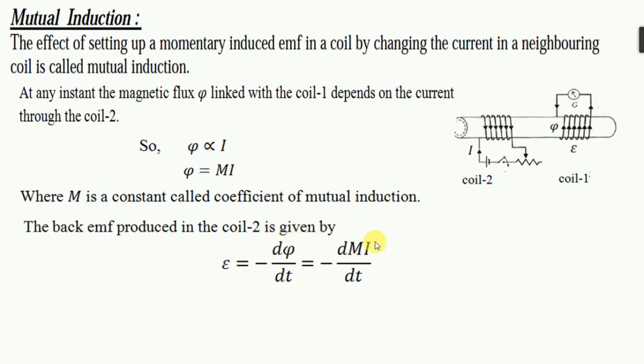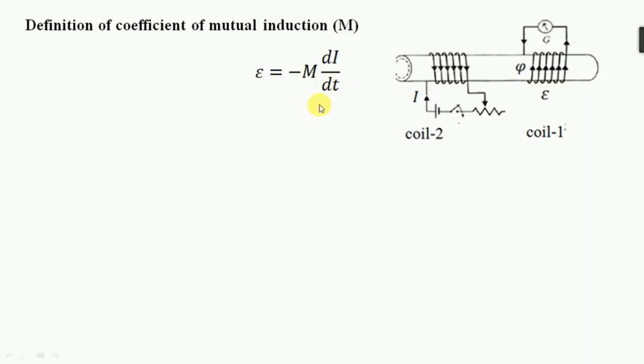So if I put the value of flux out here, Mi, then I will get EMF is equal to minus M di upon dt. So now let's define the coefficient of mutual inductance. So we know the formula, EMF is equal to minus M di upon dt. So if you put di upon dt is equal to 1 ampere per second. So di upon dt means change in current per unit time. So that is, the change in current is 1 ampere per second. So that time I can write EMF is equal to M.